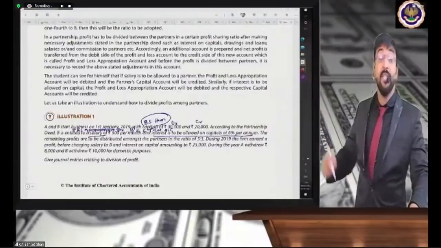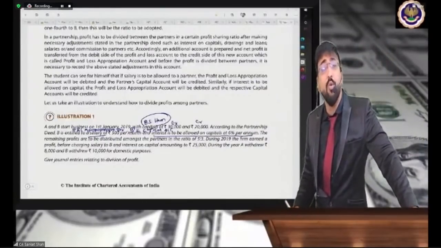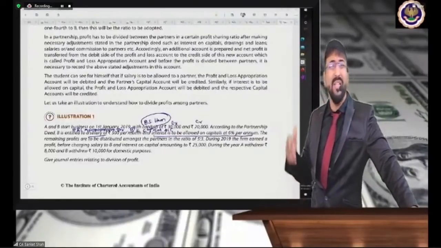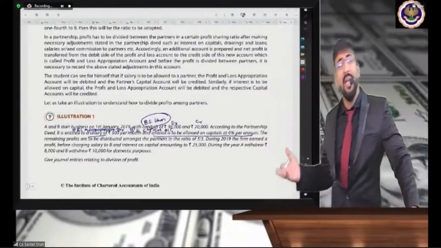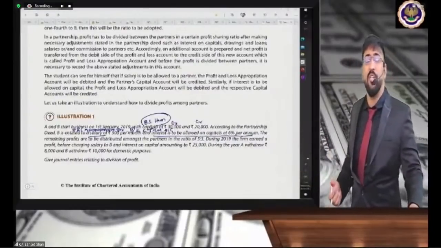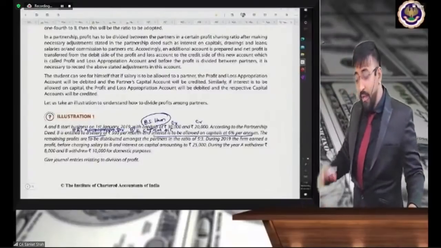But from exam point of view, sir, from exam point of view, if it is expenses which are related to partner or income which are related to partner, please do it in P&L appropriation. Why are you overthinking so much? Okay, directly you transfer it to P&L appropriation account. It doesn't matter in real life whether you transfer it to profit and loss account or P&L appropriation account.